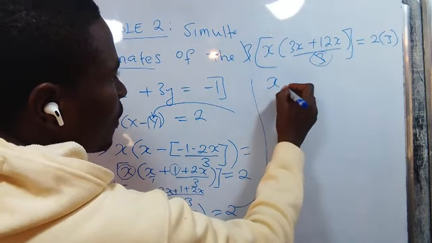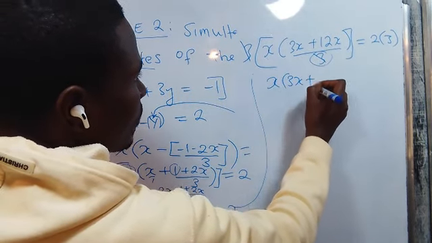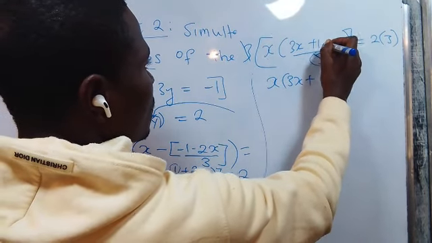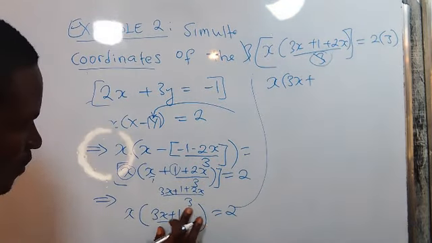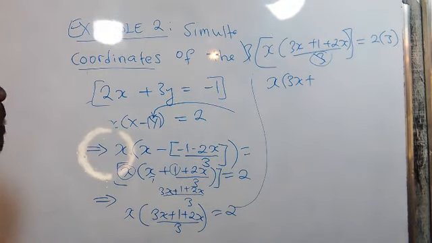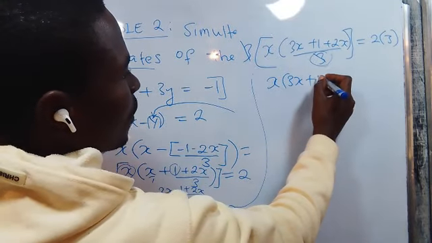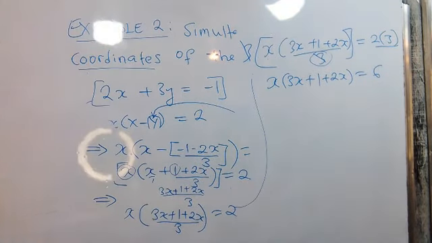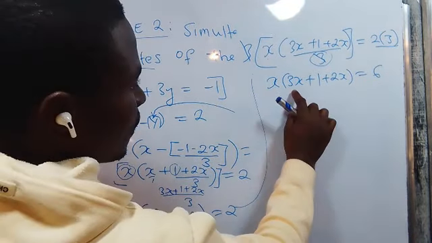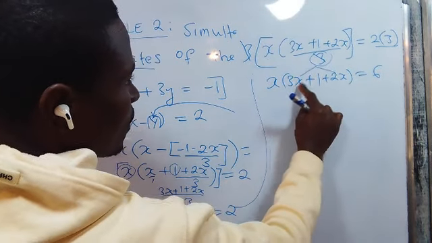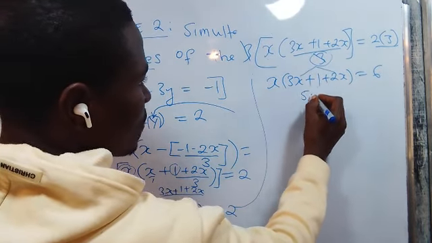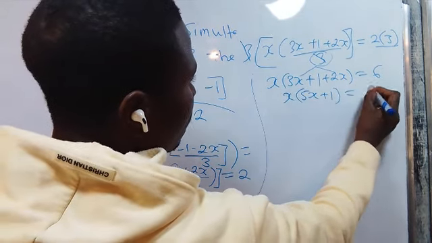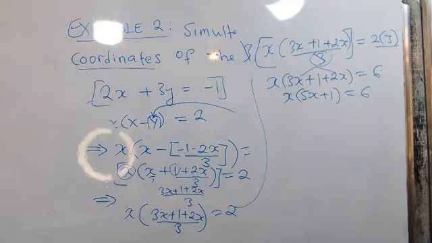So we are going to have x, open bracket, 3x plus 1 plus 2x. This is also plus 1 plus 2x. Sorry about that. Then this is 6. Now I can actually collect the like terms, 3x plus 2x. This is 5x plus 1, then you have the x there, then equals 6.